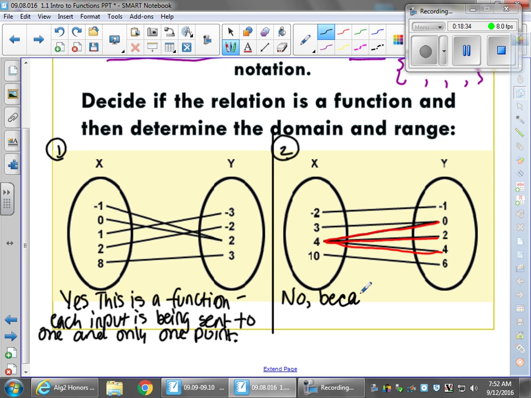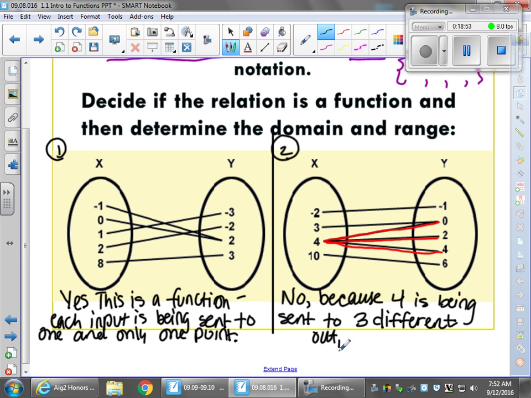Because as Olivia just said, 4 is being sent to how many different outputs? 3 of them. 3 different outputs. And if you wanted to be specific, we can list them in parentheses. What are the 3 outputs it's being sent to? Definitely not okay.